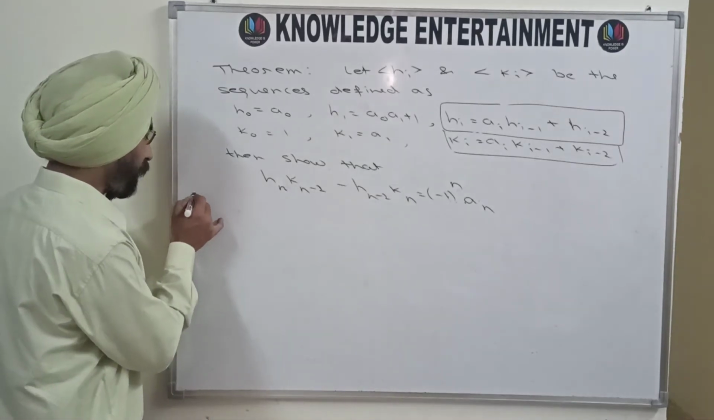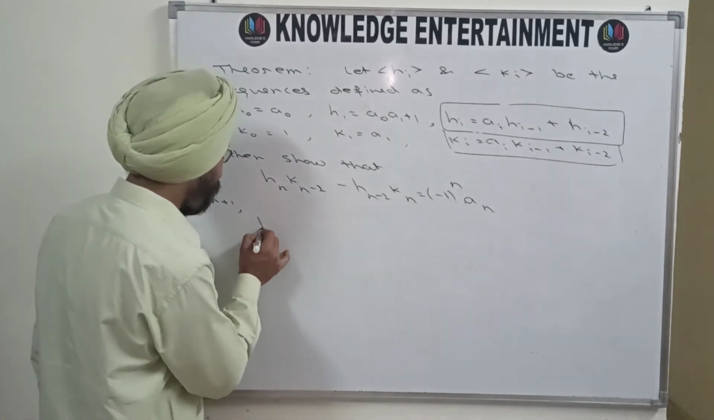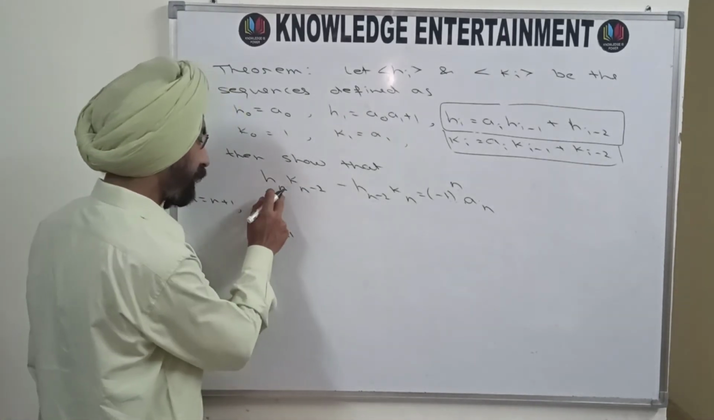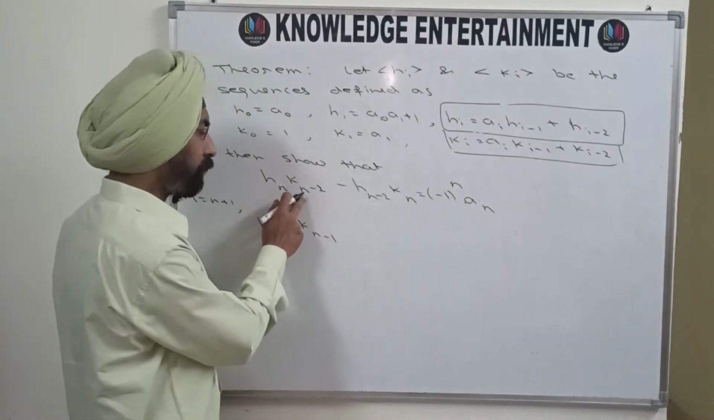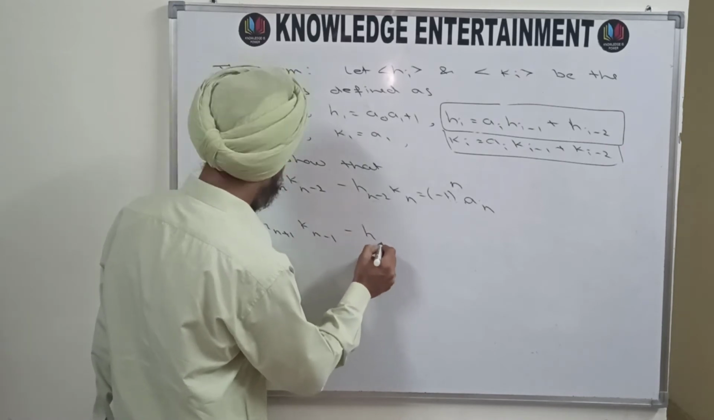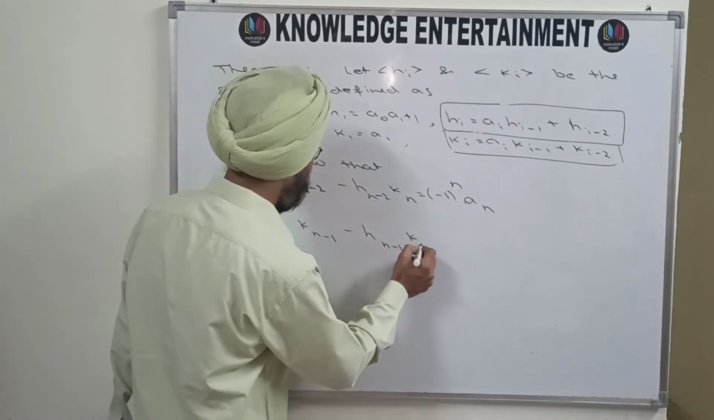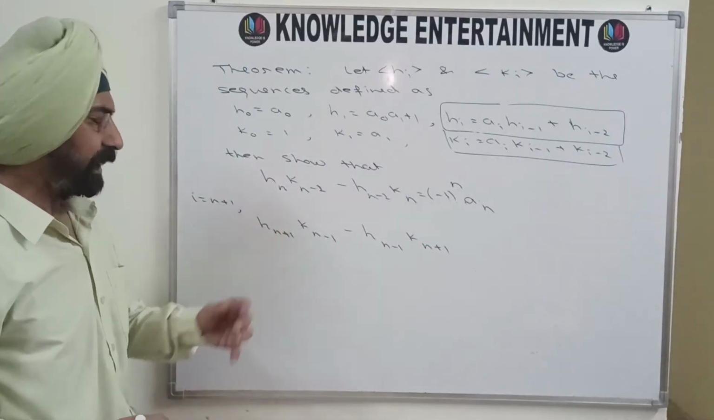For i equal to n plus 1, what will your left hand side be? It will be h_{n+1}, this n will be replaced by n plus 1, k_{n-1}, because n plus 1 minus 2 is n minus 1, minus h_{n-1} k_{n+1}. So this is the step now.